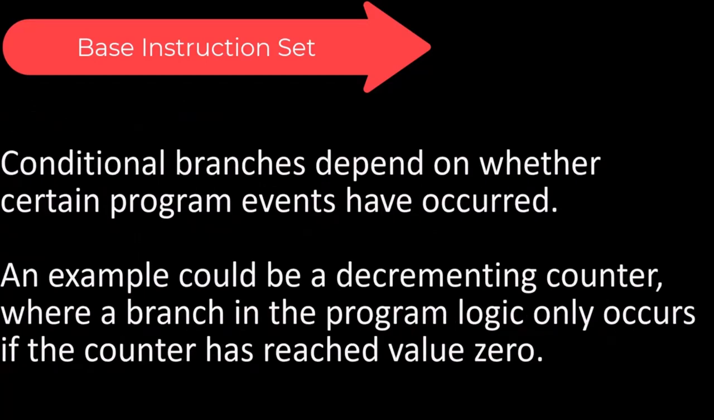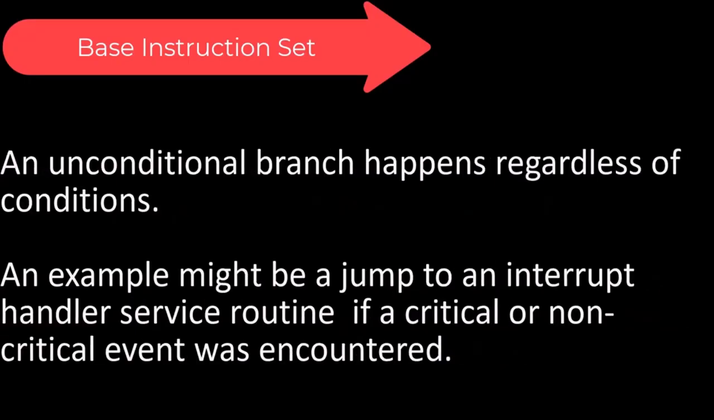Conditional branches depend on whether certain program events have occurred. An example could be a decrementing counter, where a branch in the program logic only occurs if the counter has reached value 0. An unconditional branch happens regardless of conditions. An example might be a jump to an interrupt handler service routine if a critical or non-critical event was encountered.